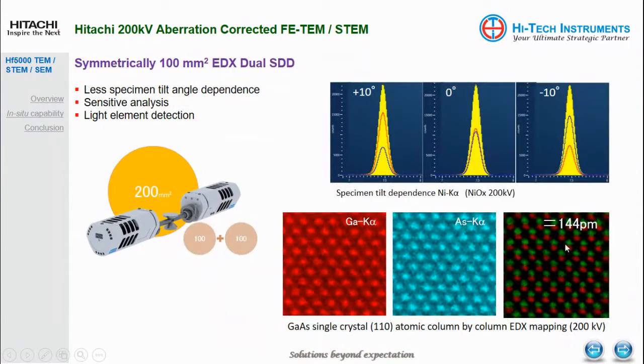So this is one example of the EDS mapping at atomic resolution. This is gallium K alpha, a gallium atom here, viewed along the 110 direction, and this one is arsenic, and this one is the mapping of these two. So you have the gallium atoms here, the arsenic atoms here. It's very nice mapping using the dual detector here. You can map even at atomic resolution.